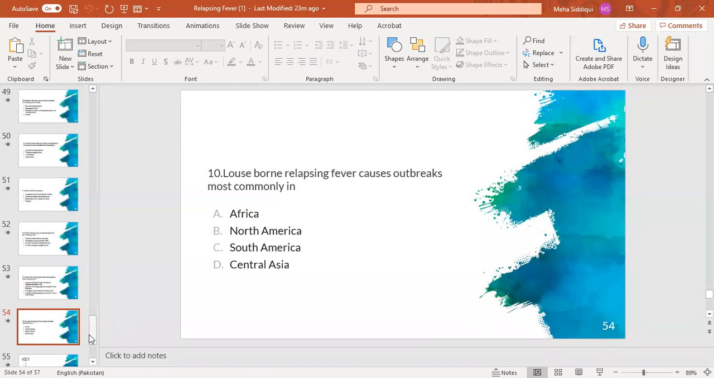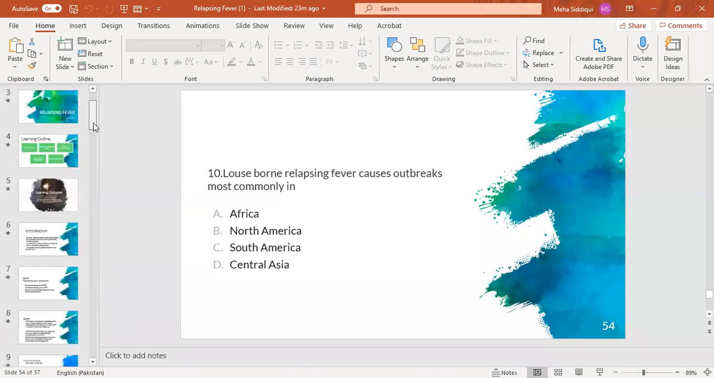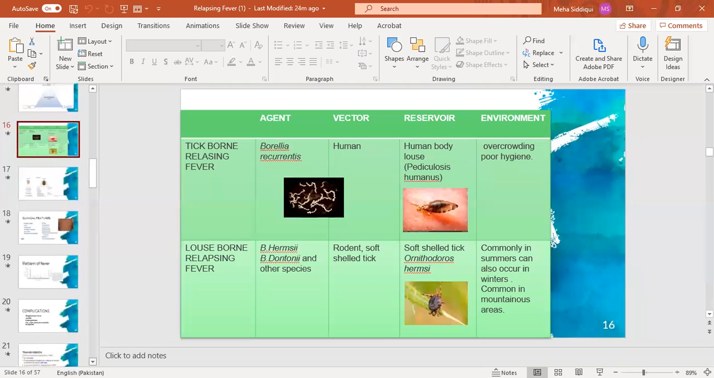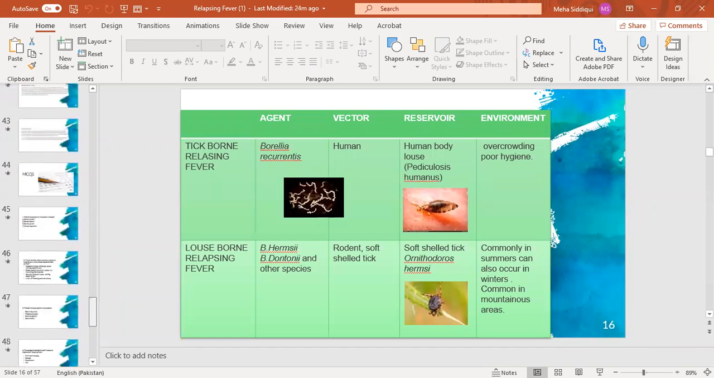Okay, class. Sorry, there was a mistake in my slide. It is louse-borne relapsing fever here and tick-borne relapsing fever. In louse-borne relapsing fever, the agent is Borrelia recurrentis, the vector is the human body louse, the reservoir is human, and environmental factors are overcrowding and poor hygiene. And here there is tick-borne relapsing fever. It is caused by other species, the vector is the soft-shelled tick, the reservoir is rodent and tick. Sorry for this mistake. And here our presentation ends. Thank you.